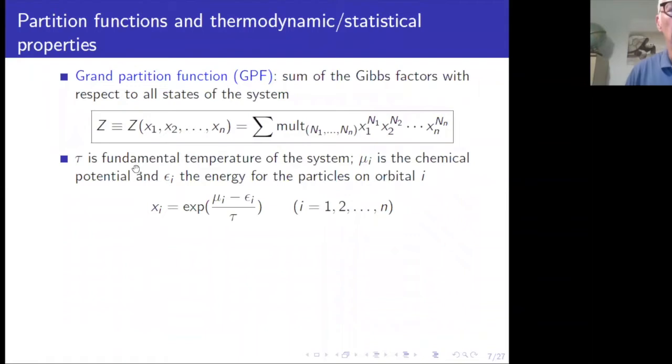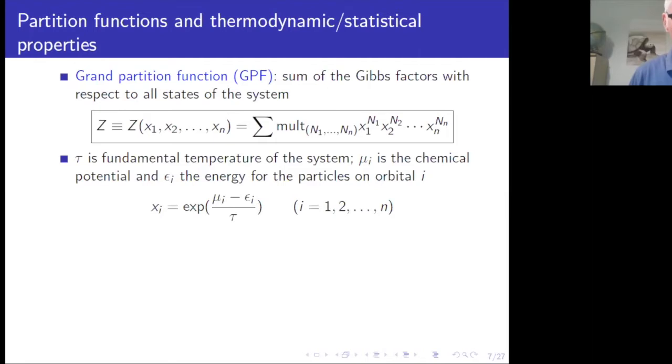Okay, so anyway, we are here, and I think this is not really my background, but if you work in a thermodynamic context and particle statistics, then these xi's are of this form: exponent of (mu_i minus epsilon_i) divided by tau, with some fundamental temperature, some chemical potential, some energy of, say, the particles on orbital i, whatever system you're working in.